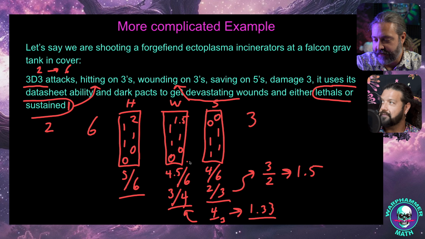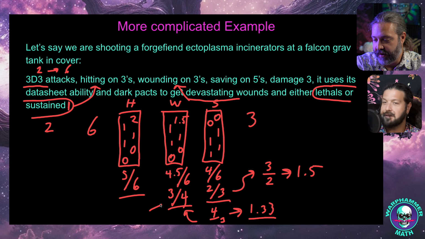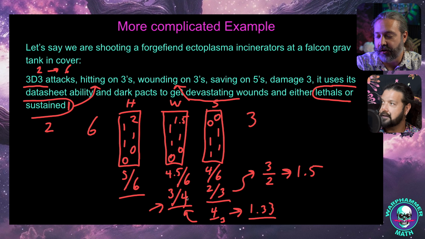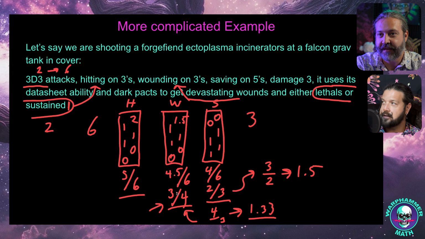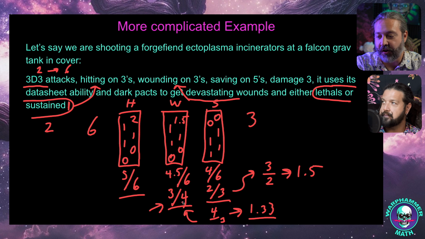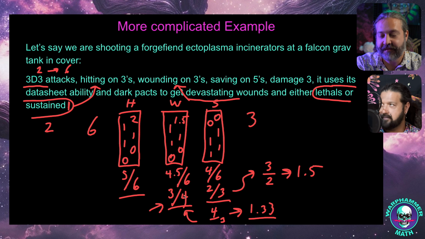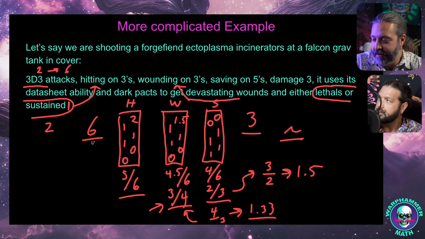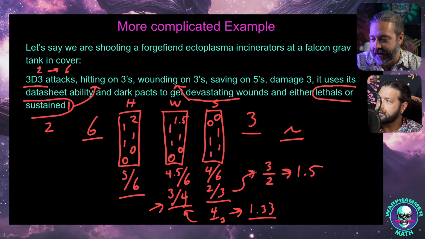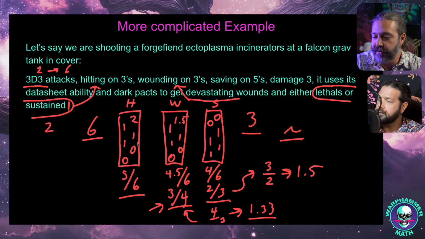Also, just like a really fun, quick rule. If this number is greater than half, you're always going to go for sustained. That makes sense. If it's less than half, you're always going to go with lethals. Yeah. Now that we've gotten all of our fractions for all of these different gates, all we have to do is just multiply them together.